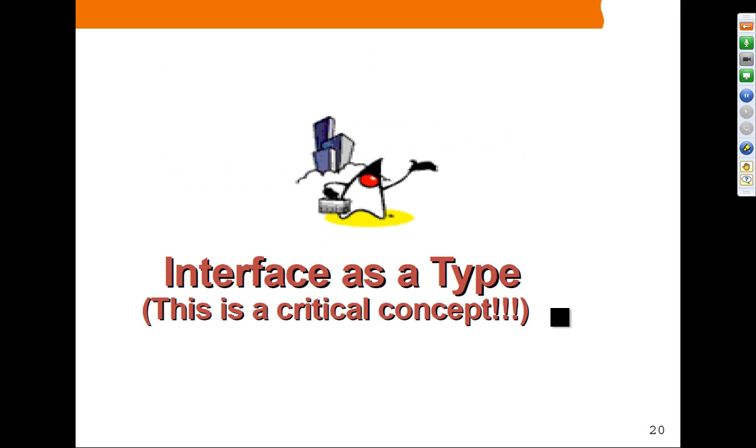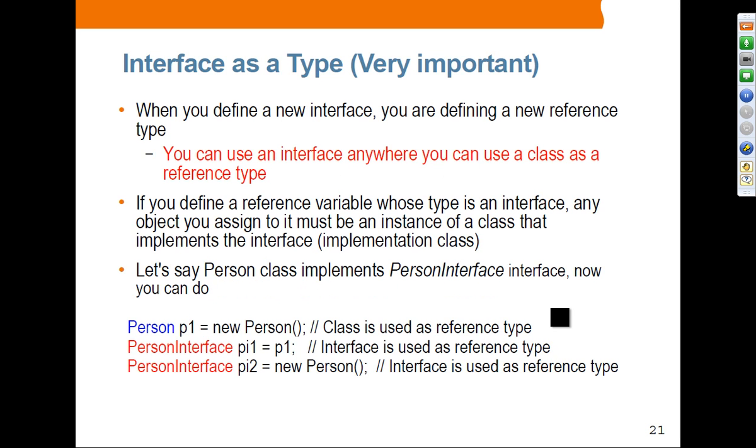Okay, so next point, interface as a type. This is again a very critical concept. We have already learned about class as a type. So you could have a superclass variable that is assigned an object instance, right? Now we can use an interface as a type as well. Let's see examples of this. When you define a new interface, you are defining a new reference type. You can use an interface in fact any place that you can use a class as a reference type.